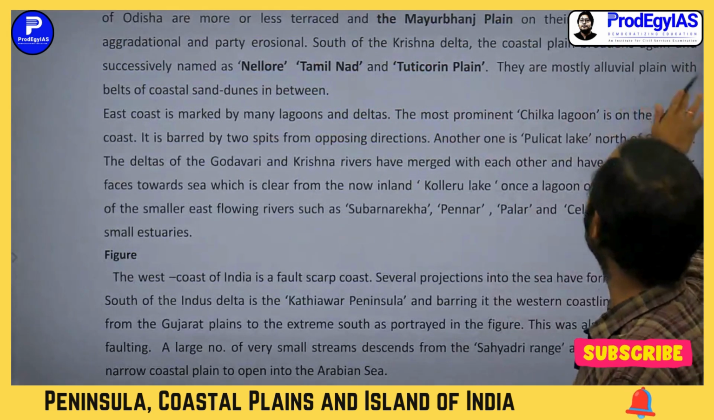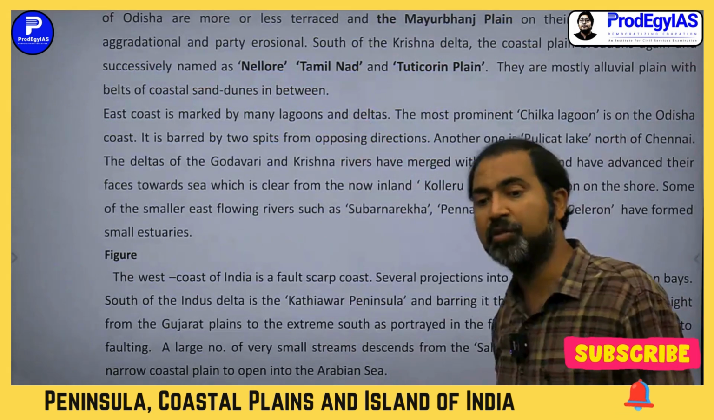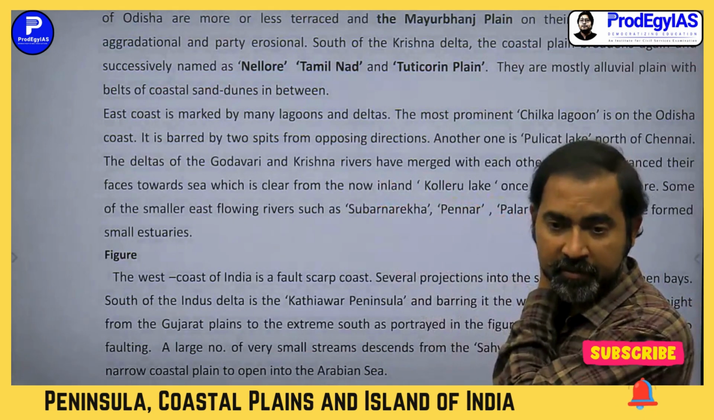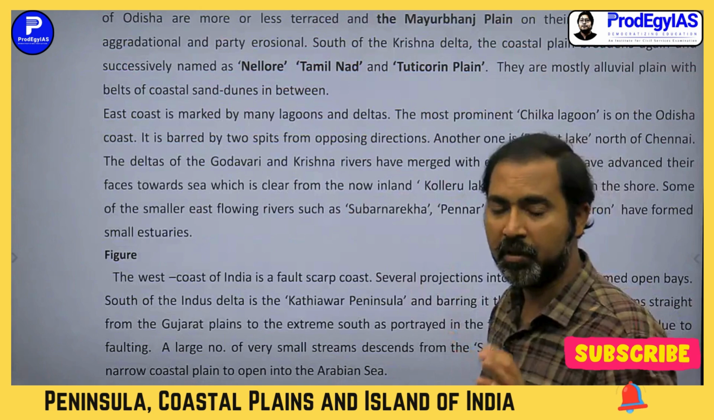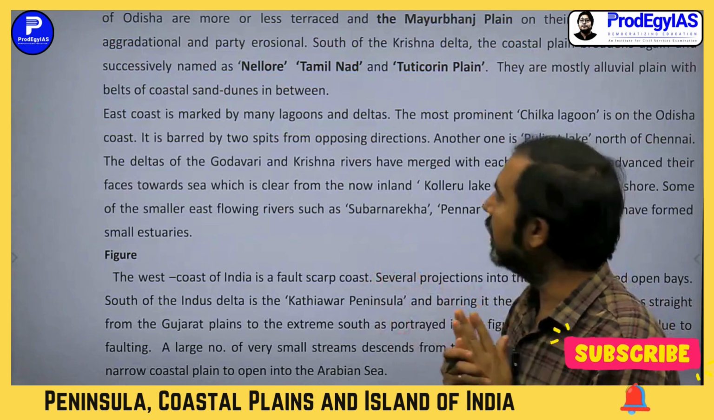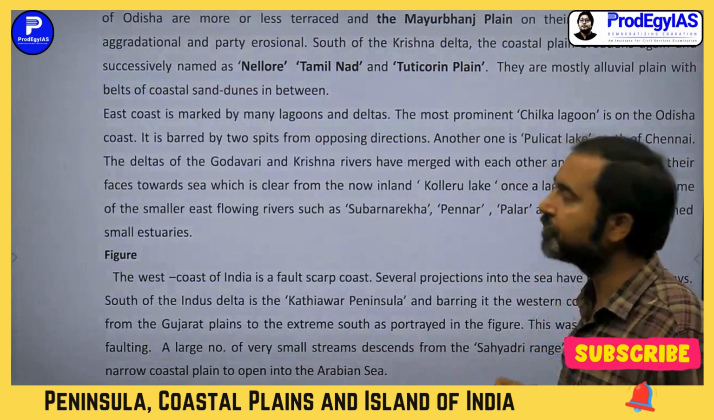They are mostly alluvial plain with belts of coastal sand dunes in between. Means there are also sand dunes. They are known as coastal sand dunes, like the sand dunes of the Thar Desert. But those were true sand dunes, like Barkhan type, right? These are smaller coastal sand dunes. They are very small sand dunes found only on coastal sands.